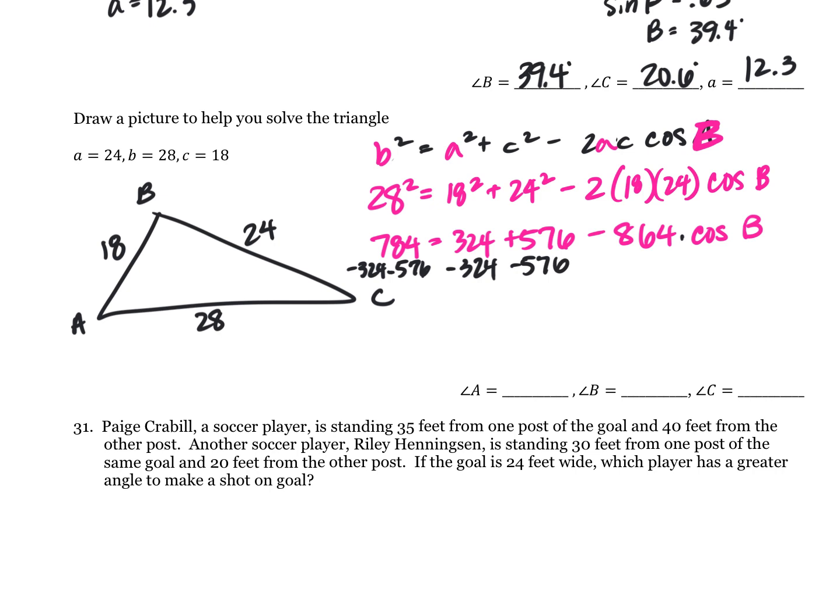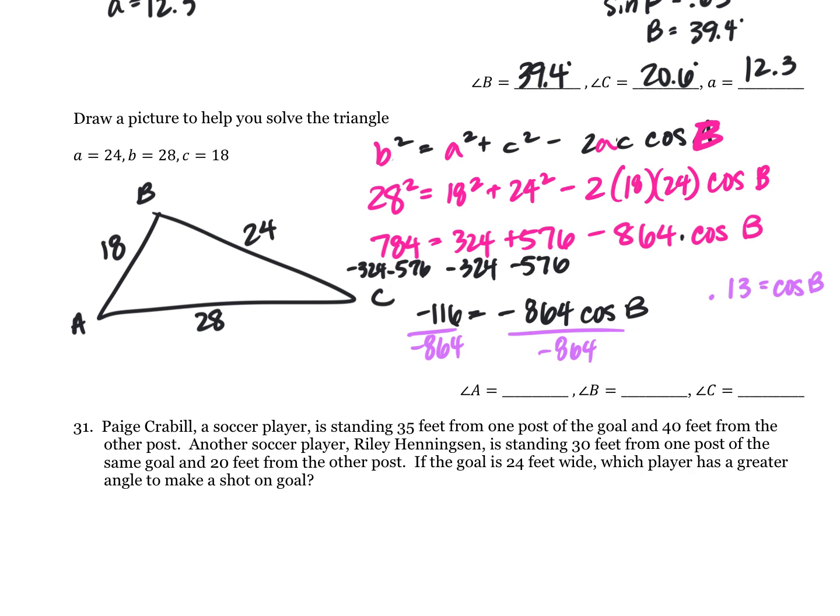Minus 324 minus 576. So I'm at negative 116 equals negative 864 cosine of B. Now what do we have to do there? We got to divide. We're going to divide by that negative 864, which a lot of people forget, y'all. Again, however you use the shortcuts in your calculator, I'm good with it. And I got 0.13 is the cosine of B.